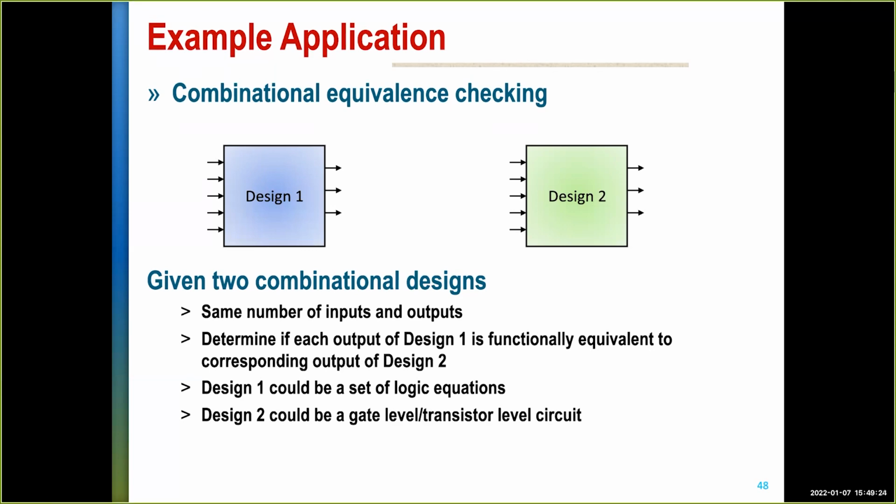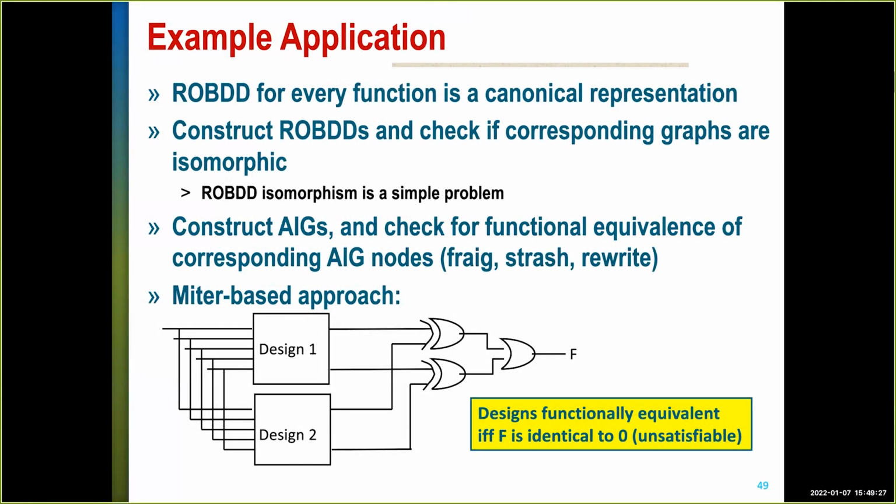Okay, so here is a very simple way of looking at it. One could say that, well, ROBDD is a canonical function representation, so we can just construct the ROBDDs for each of the outputs and check. Now, this is okay in principle, but if your design blocks are large enough, then there is a little bit of a problem, in the sense that your ROBDD may blow up. So what one could do is construct AIGs and check for functional equivalence of the corresponding AIG nodes. And then there is also something called a miter-based approach, which basically converts this entire problem.